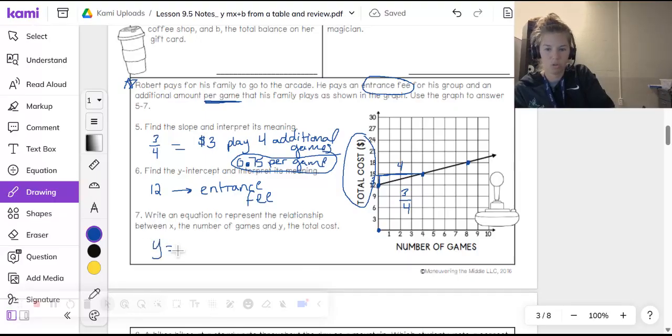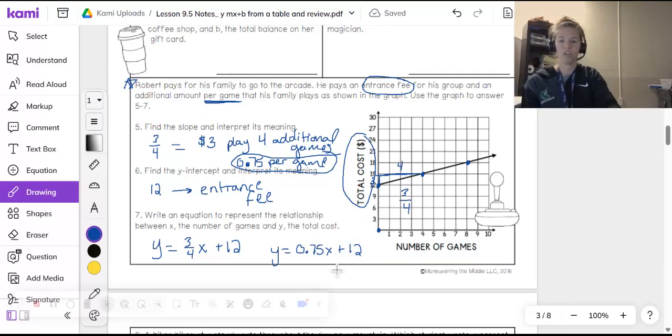So y equals 3/4 x plus 12. You could also write this as y equals 0.75x plus 12. Either one of those would work just fine, whether you have it in fraction form or decimal form. I find fraction form easier to use just because it's much easier to graph, but you can always turn your decimal into a fraction and graph it from there. No big deal.